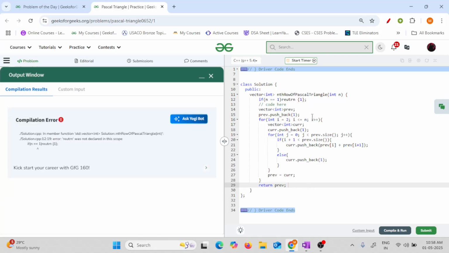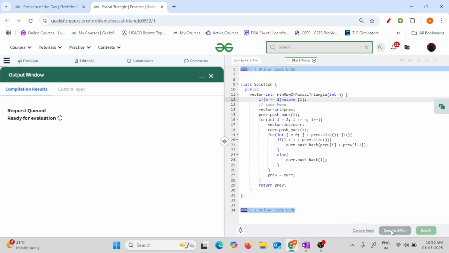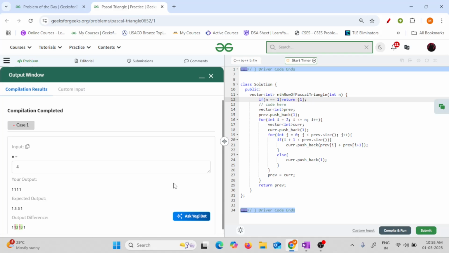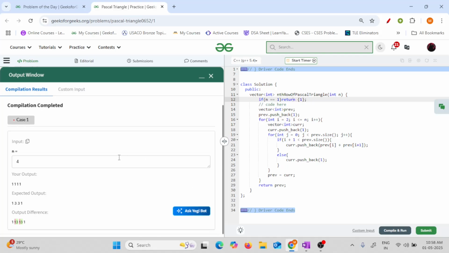Okay, so here's something wrong: the spelling of return is wrong. Now let's try to solve it. Okay, so this gives me the wrong answer. Why does this give me the wrong answer?